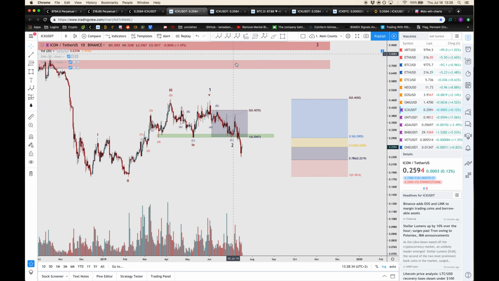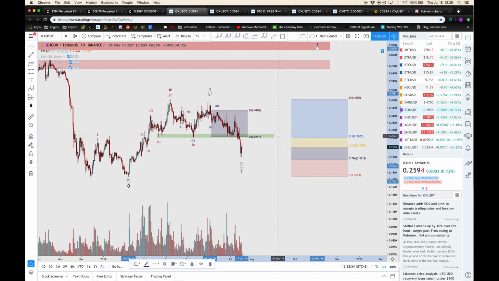So if we look at the daily, it looks like what we had was actually an extension of this correction. So the correction ends here. Confluent here is that we retrace into this 786 and 618 level, which is pretty low. So speaking fundamentally, it seems like the market doesn't really like ICX and a lot of traders are abandoning too quickly. But I do believe if you're patient enough, we will get a big rise.